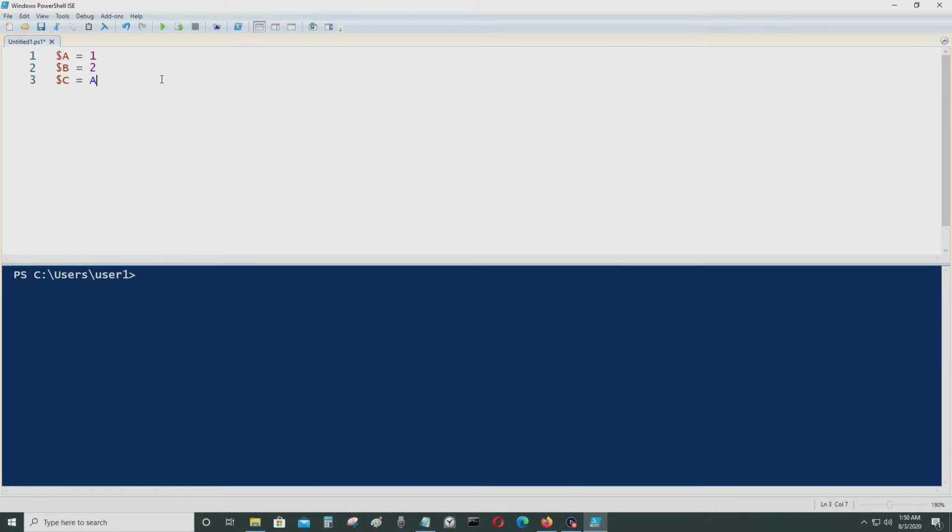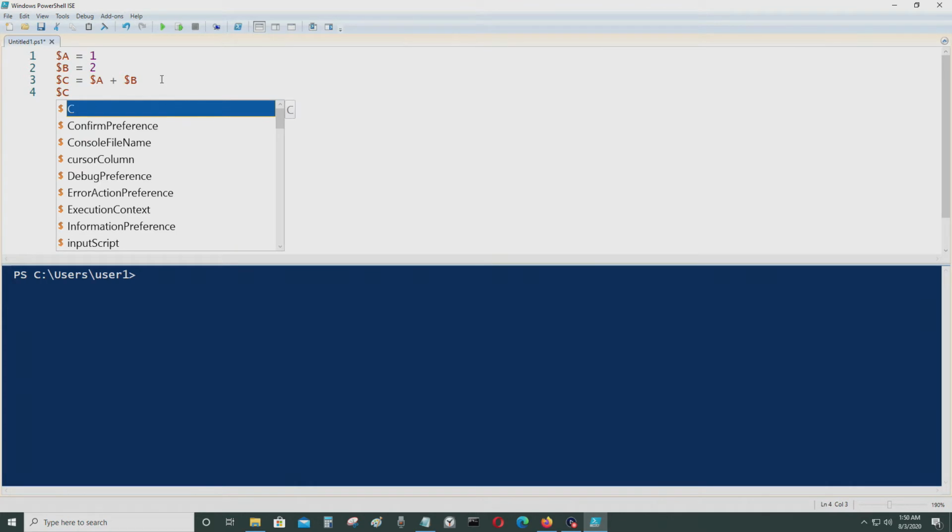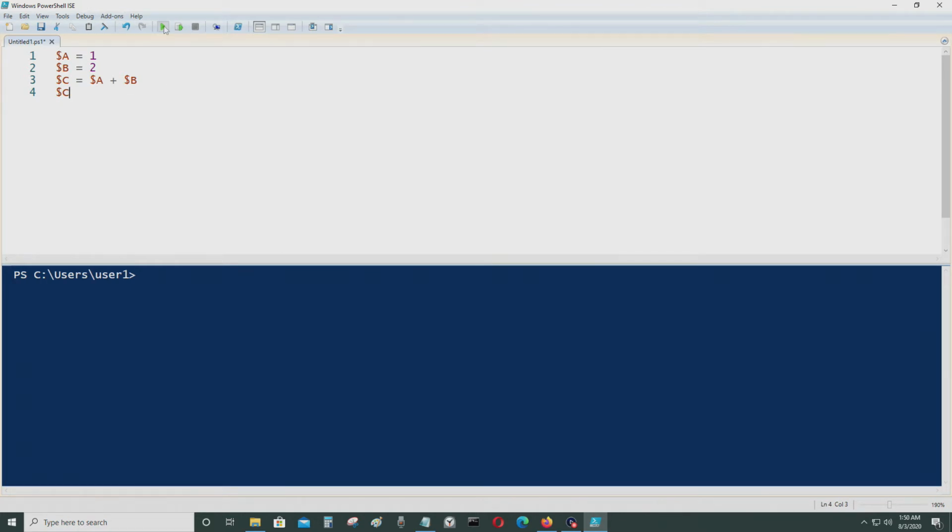C is equal to A plus B, and I want to show C. So let's do this. Run it. Just click on that. So C is equal to A plus B, which is C is equal to 1 plus 2, so that's 3. Shows up right there.